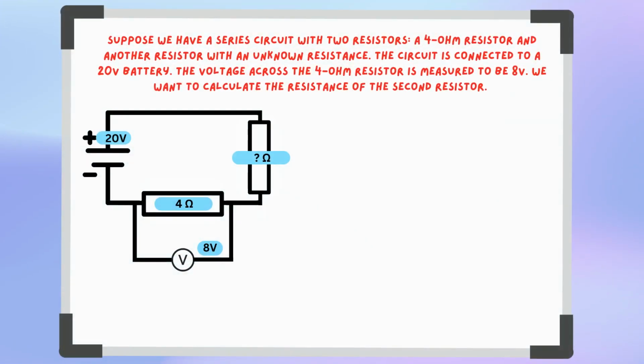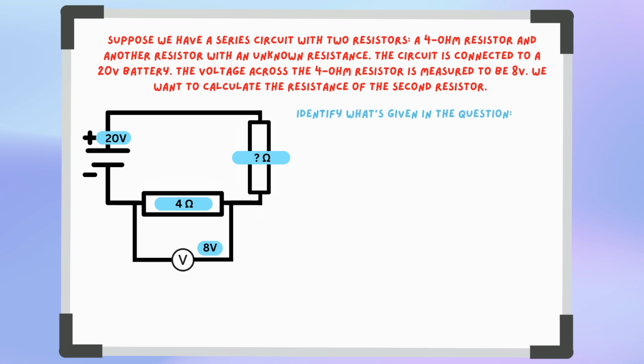Let's step it up a notch in this next example. Suppose we have a series circuit with two resistors, a 4-ohm resistor and another resistor with an unknown resistance. The circuit is connected to a 20-volt battery. The voltage across the 4-ohm resistor is measured to be 8 volts. We want to calculate the resistance of the second resistor.